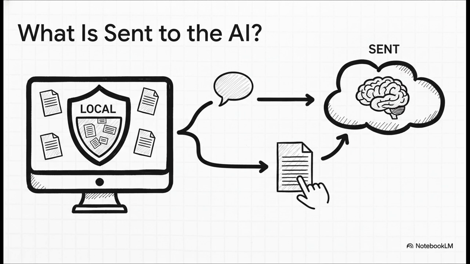So what actually does get sent? It's really simple. Just two things. First, the text of the conversation you're actively having, and second, the content of any files you explicitly attach to a message, like when you drag and drop a file right into the chat. And that is the crucial point here. The AI never accesses your files unless you deliberately hand one over for a specific task. You are always in control.